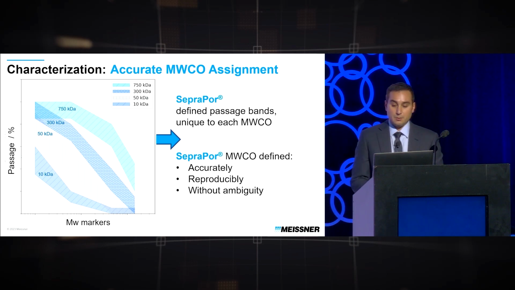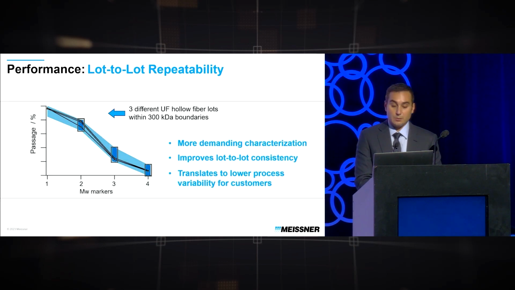So taken together, the passage ranges for different molecular weight markers for SepRapport generate what we call passage bands. These passage bands are unique to each molecular weight cutoff, with minimal overlap between them. Shown here are 10 kilodalton, 50, 300, and 750. So SepRapport therefore provides a more in-depth membrane characterization than other membranes on the market because it has defined and unique passage bands. So SepRapport, you can say, is defined accurately, reproducibly, and without ambiguity.